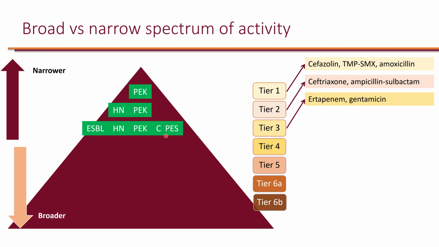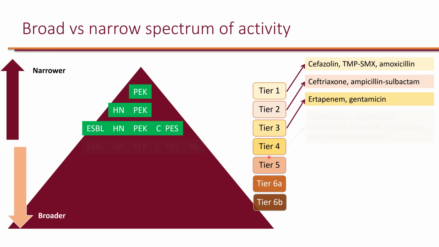Both of these agents also have extended activity against more gram-negative organisms. So Citrobacter, Providencia, Enterobacter, and Serratia. And they do not have activity against Acinetobacter.